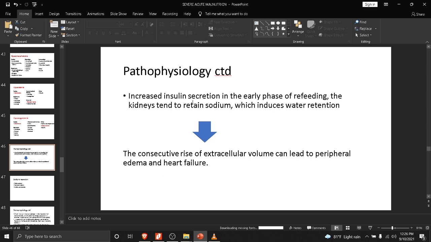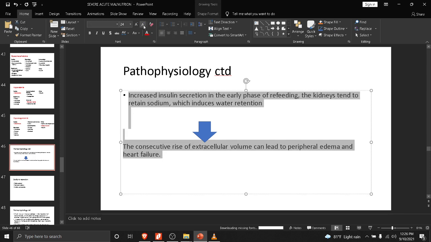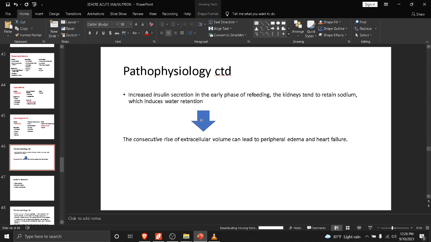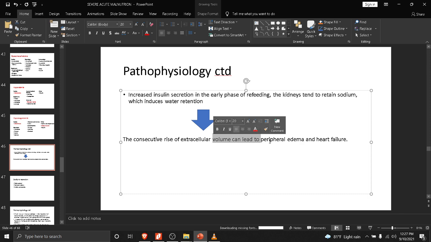Also, with the increased insulin secretion, as I mentioned, sodium and water retention is there. They are more prone to peripheral edema and heart failure because of fluid overload. So fluid overload, pulmonary edema and cardiac compromise are manifestations of refeeding syndrome. And then again, the thiamine.